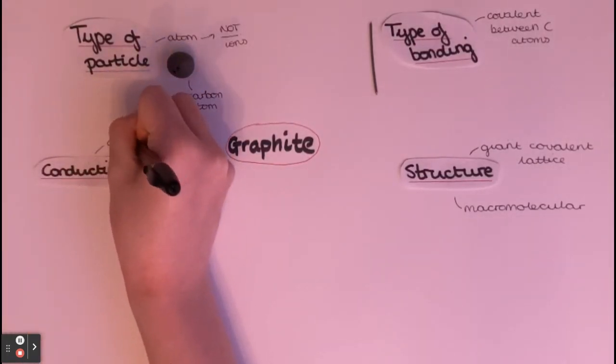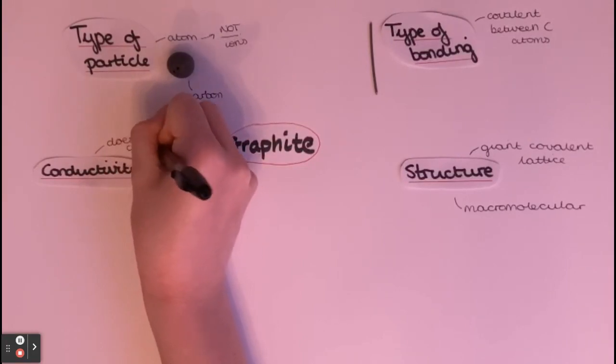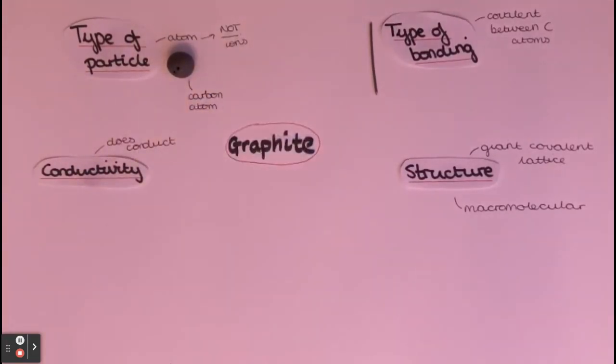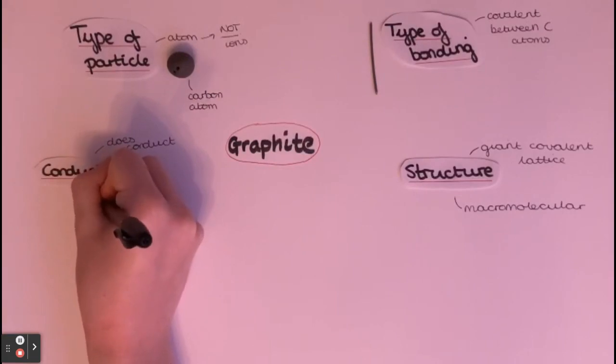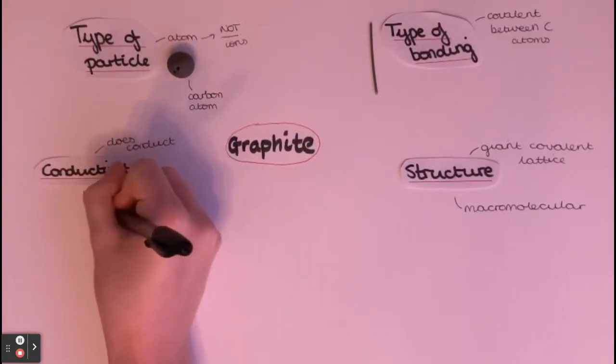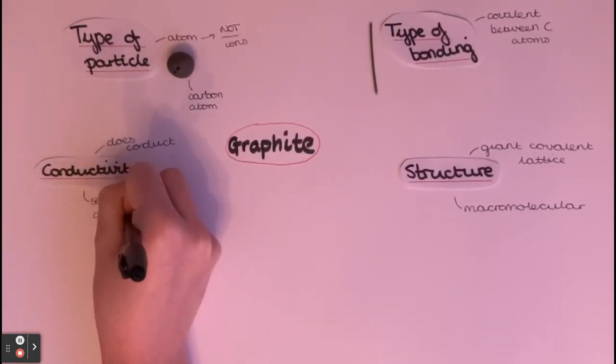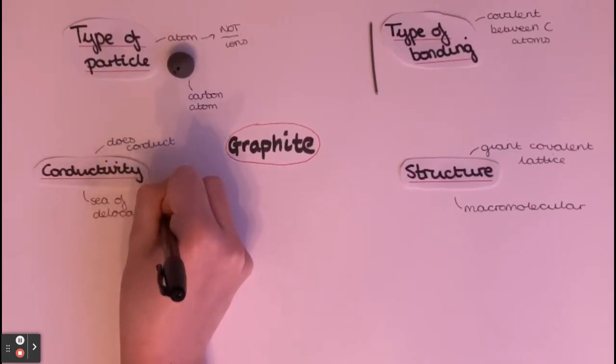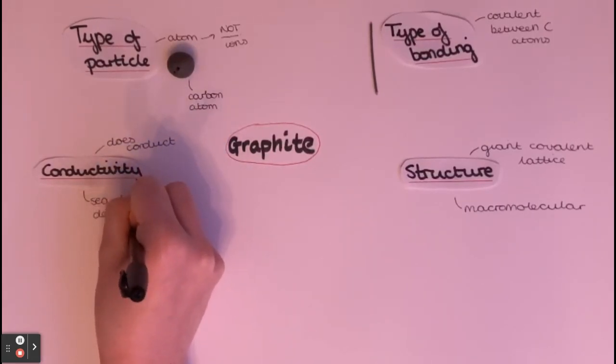Graphite does conduct electricity and heat because there are charged particles, the electrons, that are delocalized and can therefore carry charge and move through the structure. There it is, a sea of delocalized electrons.